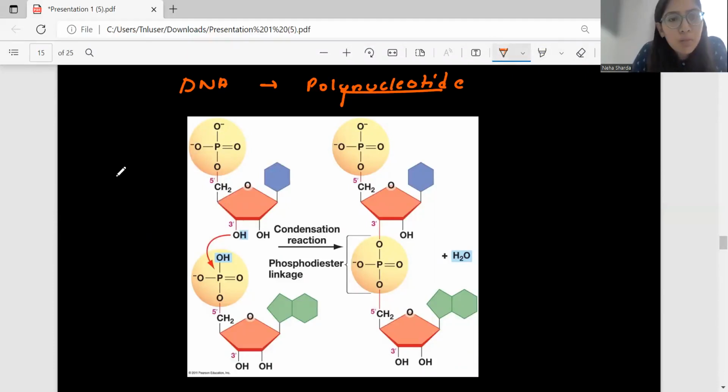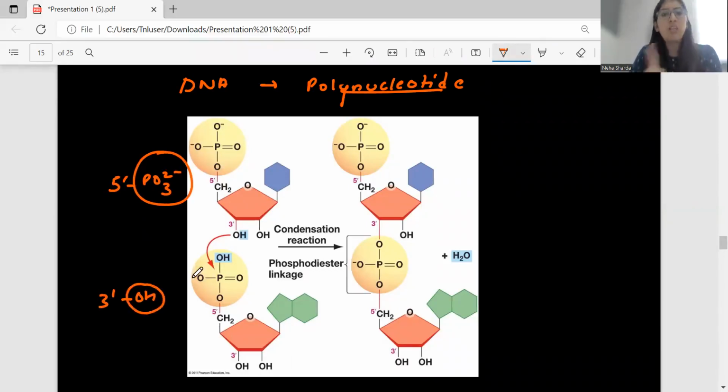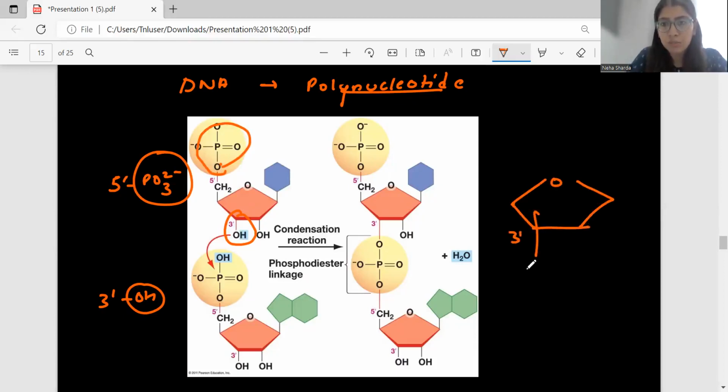Bond will form between 5' phosphate. You have to remember the step. 3' hydroxyl group. At 3 carbon, at third carbon, hydroxyl group will be present. At 5 carbon, phosphate group is present. Like this now. At 3 carbon, hydroxyl group is present. At this carbon, CH2, a phosphate group is present.